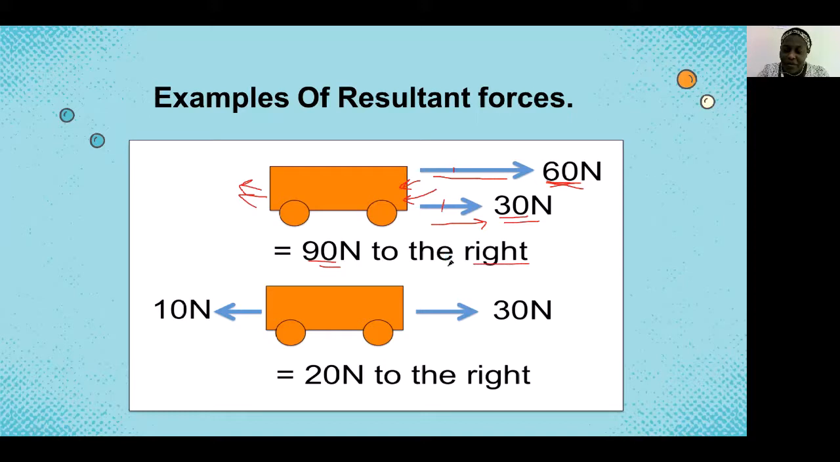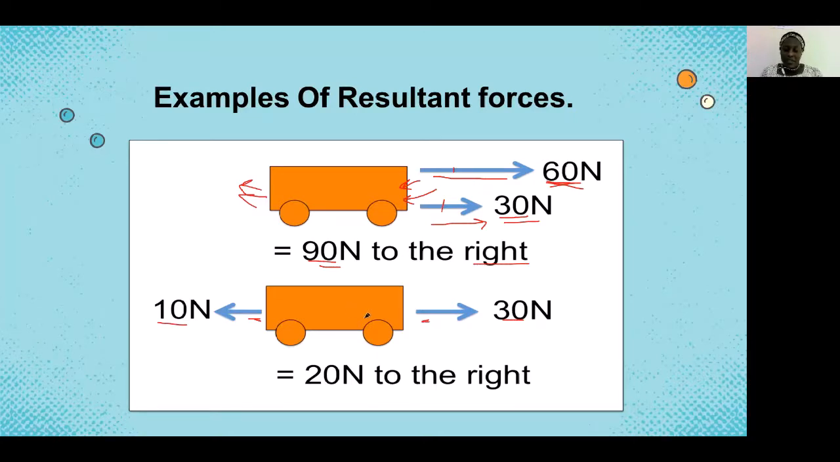Very good. I hope you are following, students. And then we have another one here. In this one, the force was acting towards one direction. But here, there are two directions, both left and right. Towards the right is 30 newtons. Towards the left is 10 newtons. Now, how do we get the force applied on this object, and how do we get the direction in which this object will move?